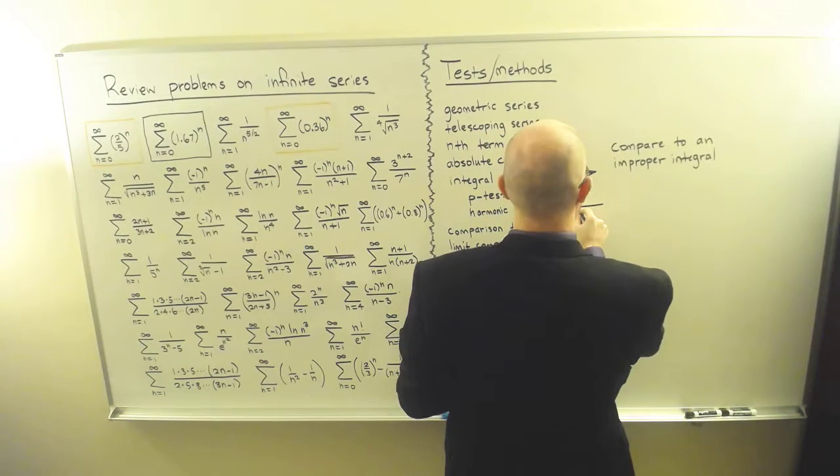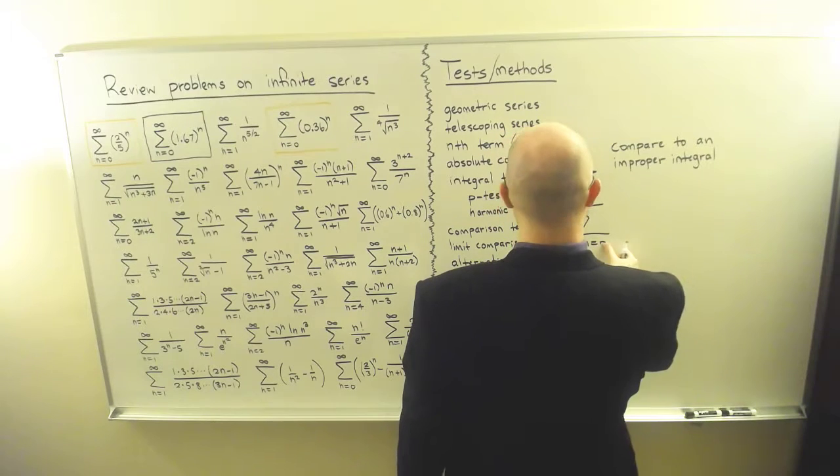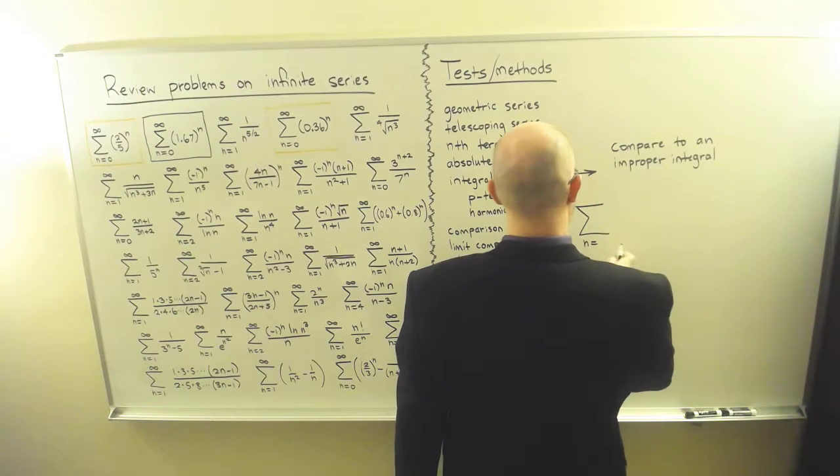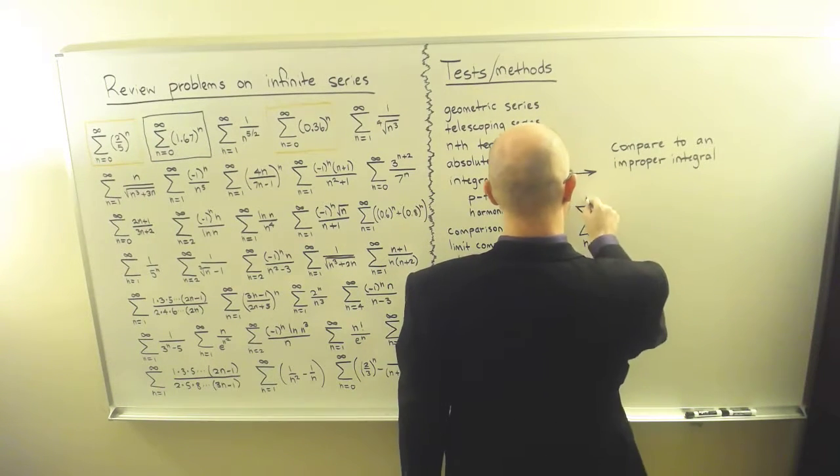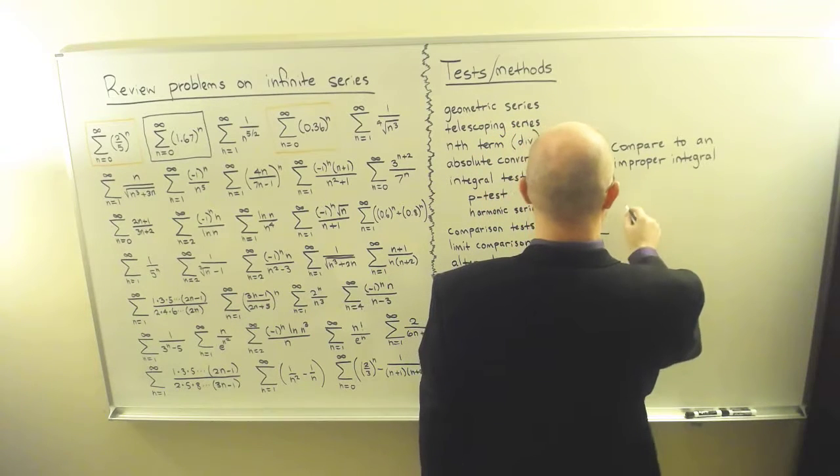So here's the series again. The series is n equals 0, or rather 1, I'm sorry. Of course, 1 it has to be. So 1 to infinity of 1 over n to the 5 halves.